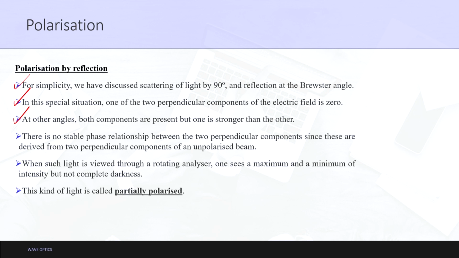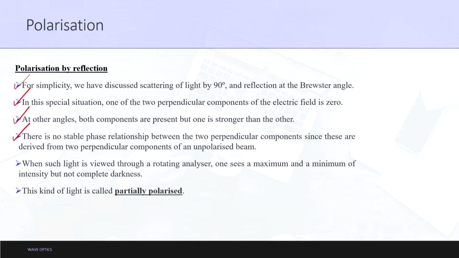There is no stable phase relationship between the two perpendicular components, since these are derived from two perpendicular components of an unpolarized beam. Displacements can be different, because it depends on y is equal to sin(kx minus omega t) and can be different for different cases; sometimes the value of k may differ, and hence the displacement in both these directions can also differ. So, when such light is viewed through a rotating analyzer, one sees a maximum and a minimum of intensity, but not complete darkness. Why can the intensities differ? Because the unpolarized light in, let us say, the y and z components may differ. Because the displacement can be different, the intensity can be different.